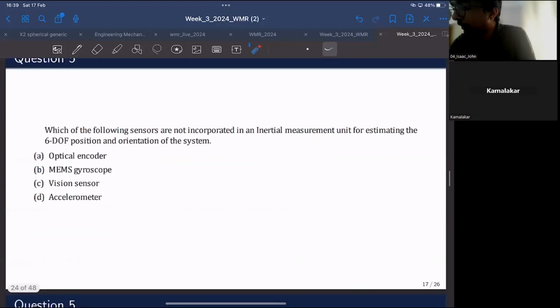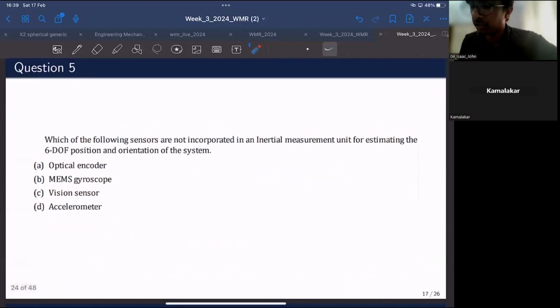Okay, so moving on, another question about sensors. Which of the following sensors are not incorporated?